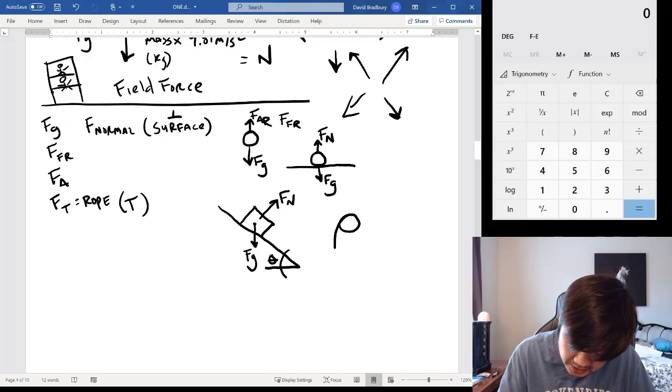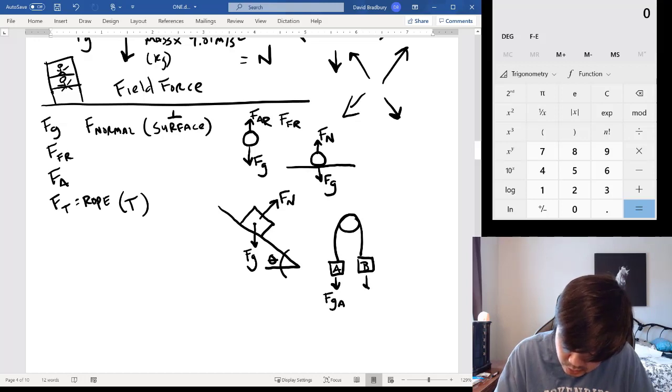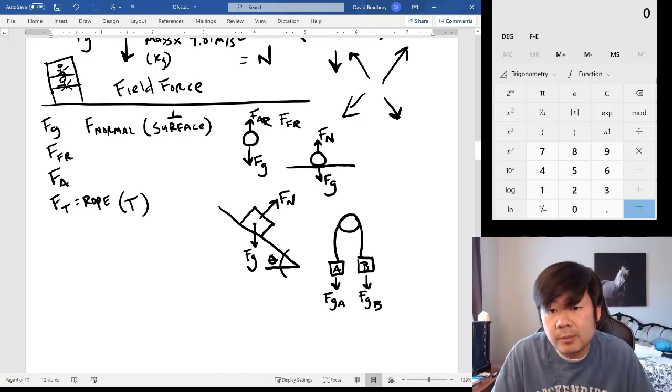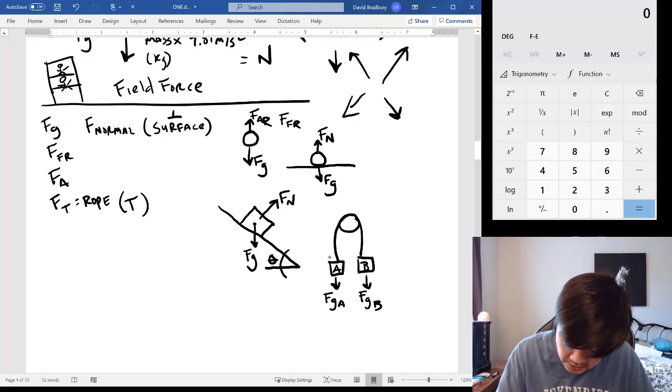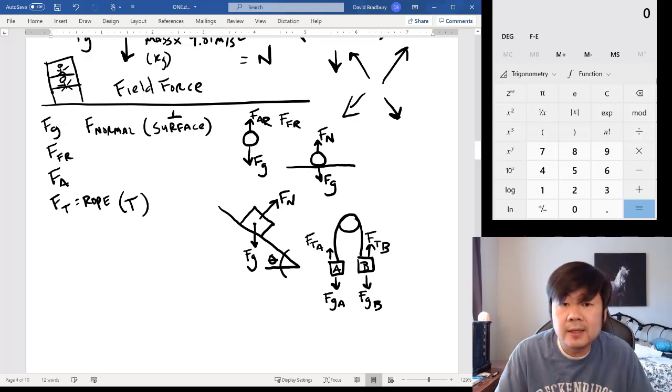All right. Let's look at our Atwood machine here. So the first one, we had a rope and we had 2 masses. So this would be A and this would be B. Both of them have force gravity, and I'm going to put A for this one and I'm going to put force gravity B for this one because they could be different if the masses were different. All right. And then I'm going to include a force tension because it's through a rope, force tension A, and I'm going to include force tension B.